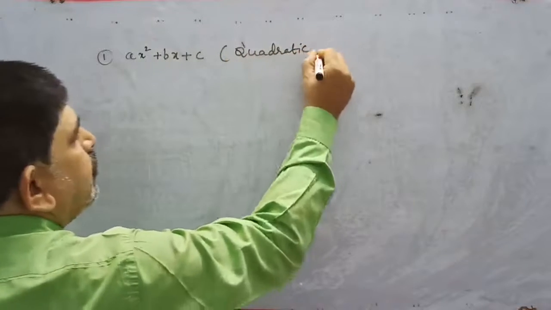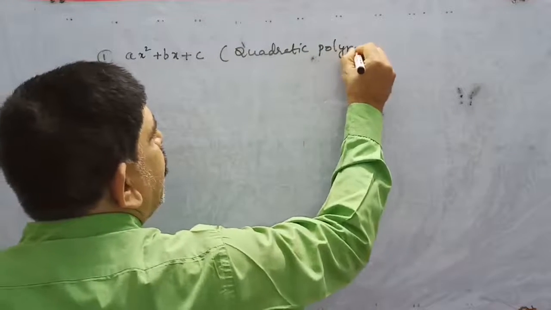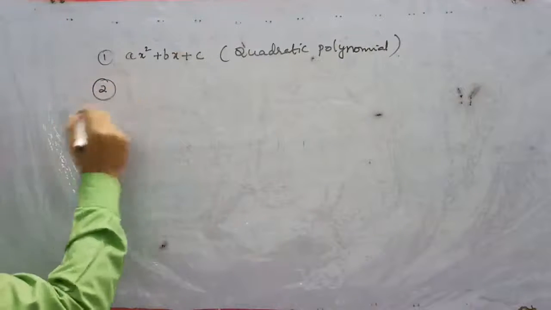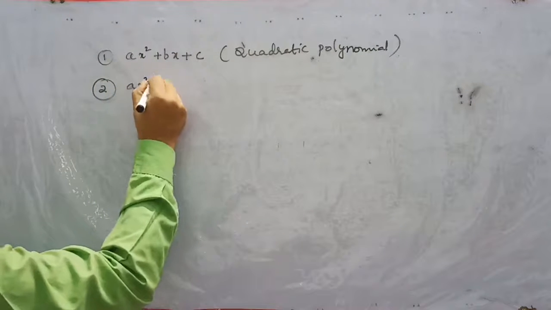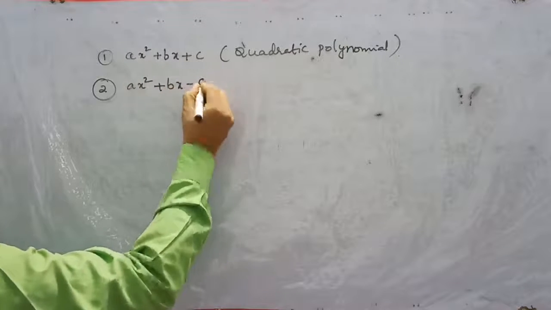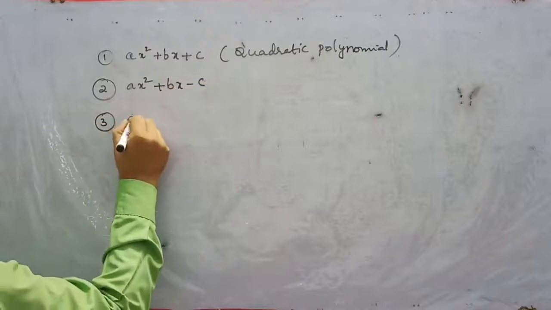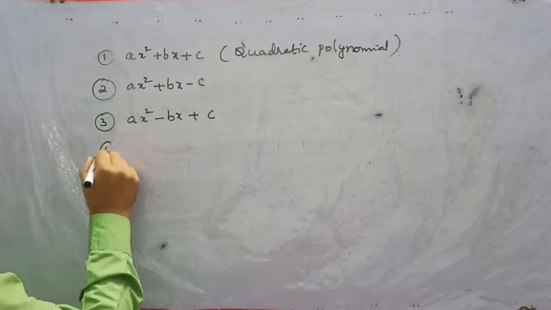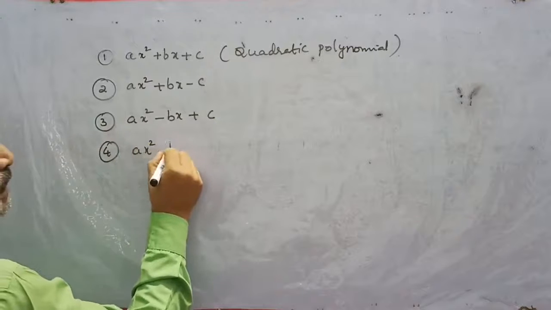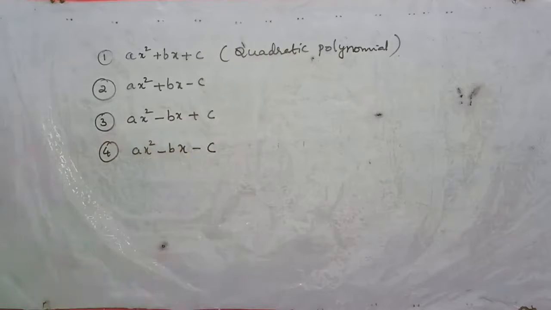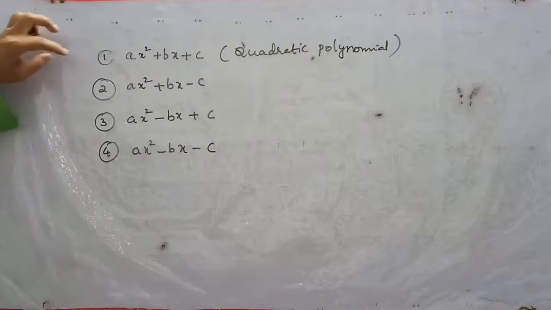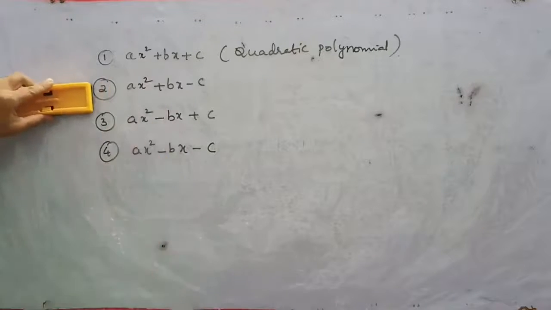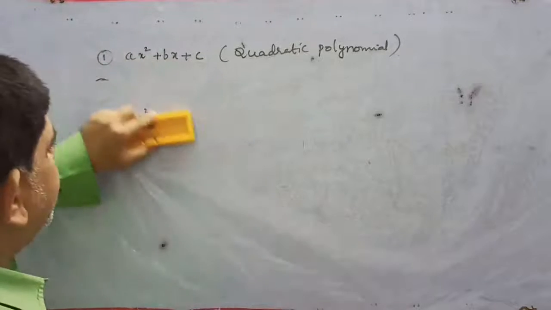Quadratic polynomial, general form. Second type is ax square plus bx minus c. Third one, ax square minus bx plus c. Fourth one, ax square minus bx minus c. So these are the types of quadratic polynomials, and now we are going to do the first model, that is ax square plus bx plus c.